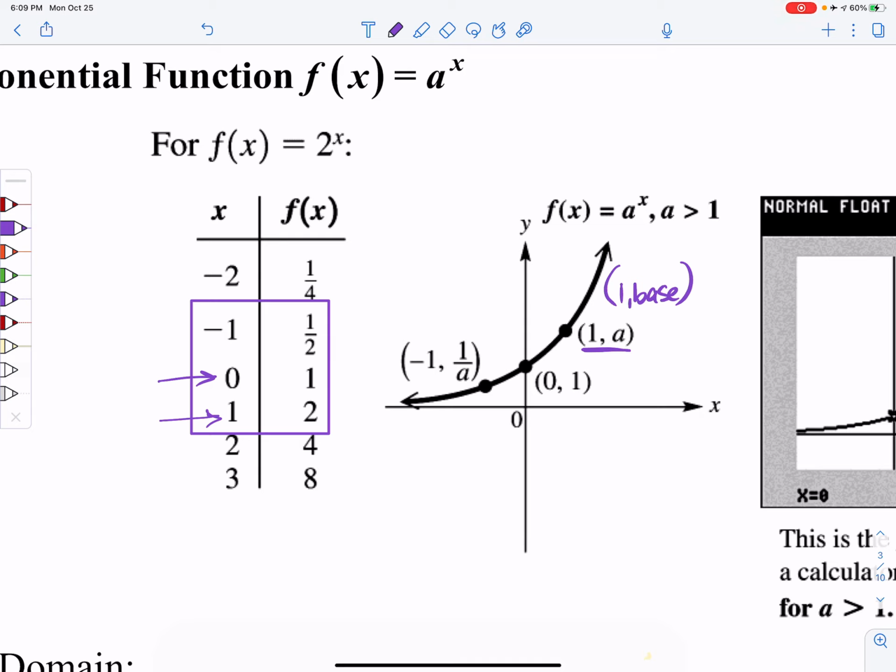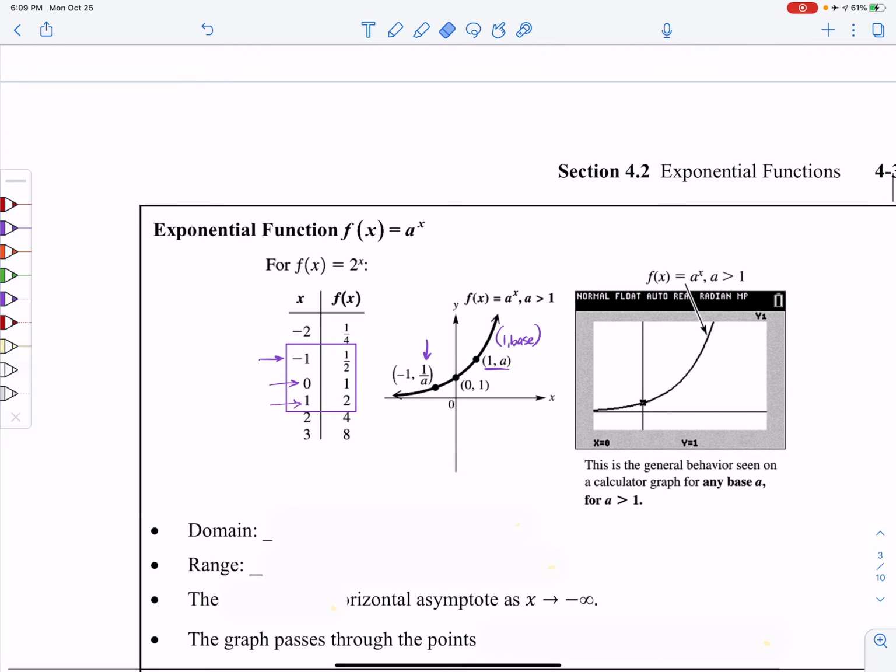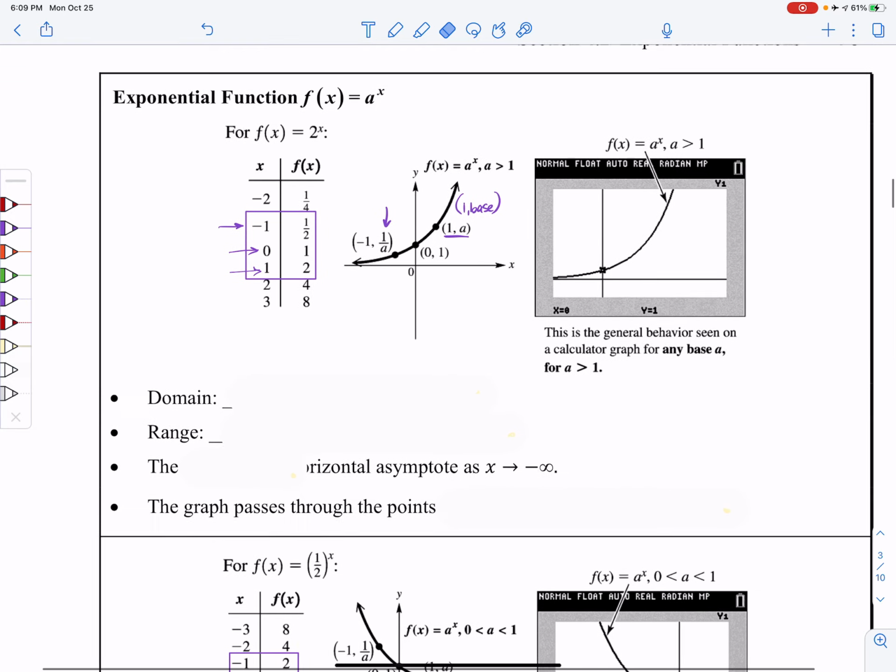And then the third point is going to be this one right here, where you have -1 and then 1 over the base, or I like to call that the reciprocal of the base. So this one here is the reciprocal of the base, which is why my y value is 1/2. The reciprocal of 2 is 1/2. All right, now let's look at some other things that once we know those 3 things, we can easily find some of this other stuff.